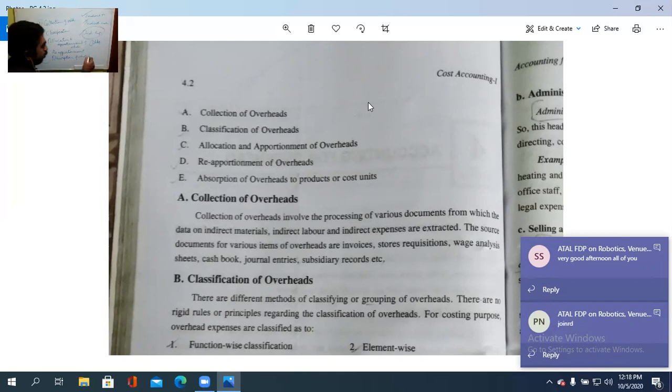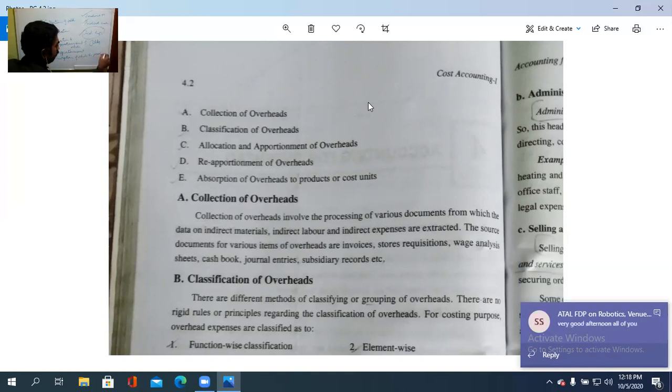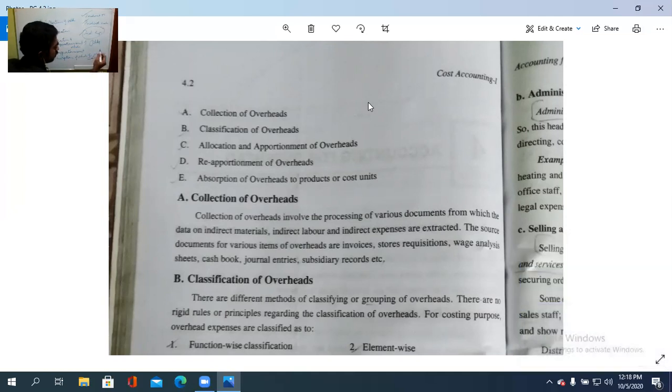Overhead to the product or cost unit. So these are the steps with regard to overhead: how it is to be collected, how it is to be classified, how the allocation and apportionment of the overheads is to be done, then how the reapportionment is to be done, and also how the absorption of overhead to the production center or production cost unit is to be done. Out of this, the first one is collection. How are the overheads to be collected?